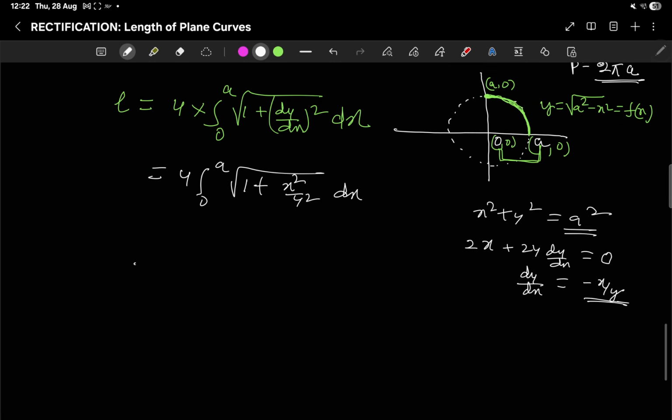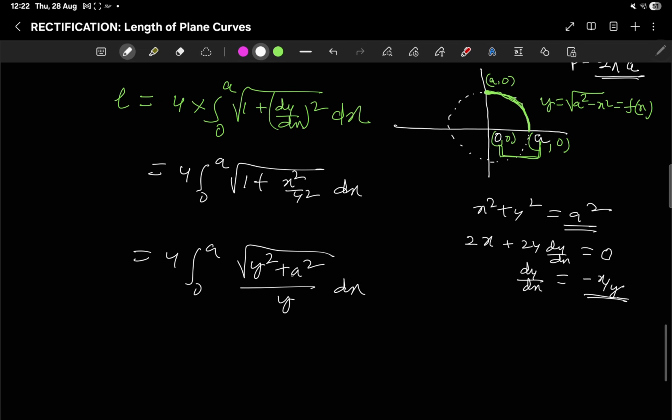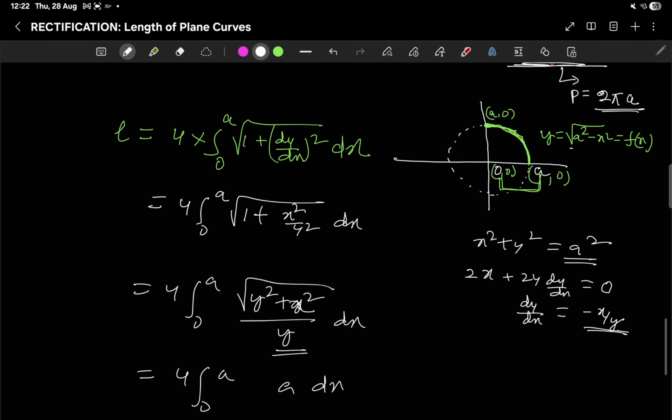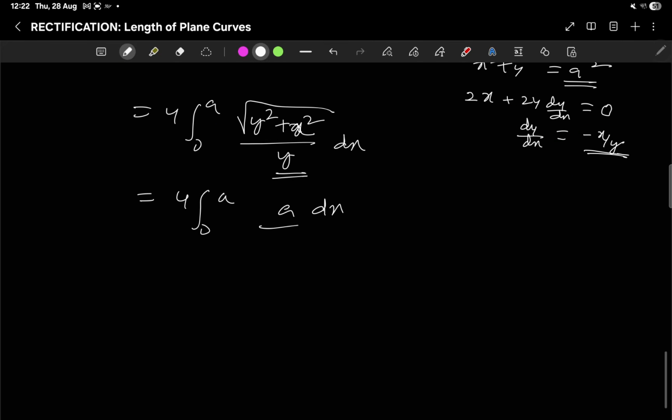If you solve it, it is 4 times the integral from 0 to a of the square root of y squared plus x squared, divided by y, dx. Now y squared plus x squared is a squared, so the numerator becomes a, dx, and the denominator y is the square root of a squared minus x squared.